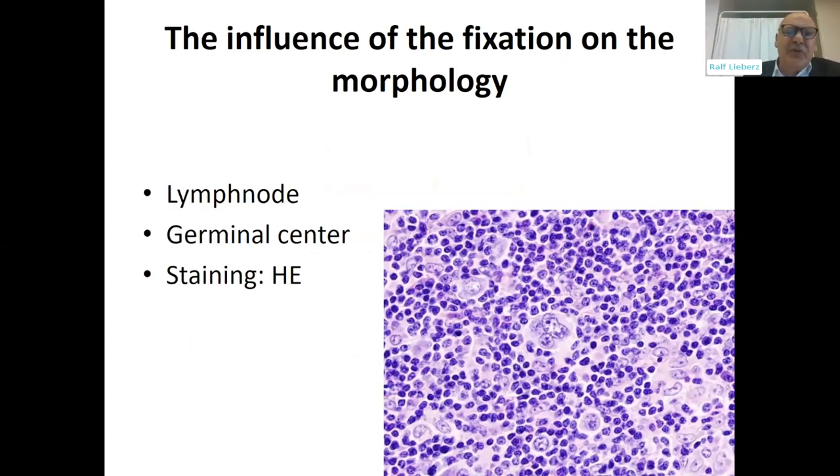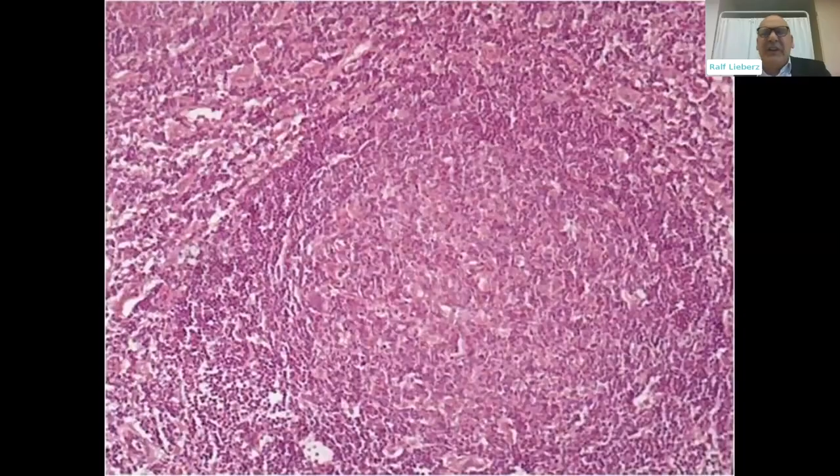You see a lymph node, you see a germinal center, and the staining is H&E. What do you think about this section? Do you think that's a good morphology? Do you think that's a good and optimal staining? I don't think so. The H&E staining has no contrast.